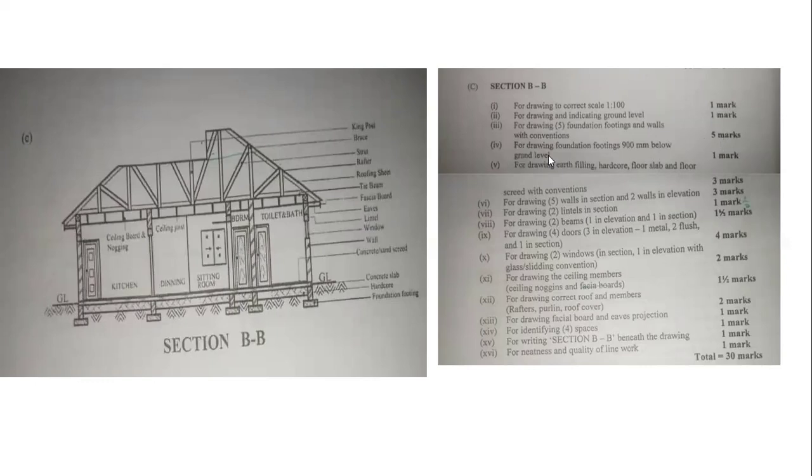Then we have that for drawing foundation footings 900 millimeters below ground level, 1 mark. It means that the distance between the ground level and the base of the foundation footing is 900 millimeters. So you divide 900 millimeters by 100, that would be 9 millimeters. You take 9 millimeters from here down before you construct this foundation footing. So 1 mark was awarded to that. You have to take that measurement.